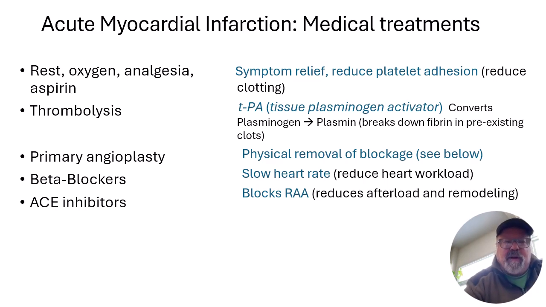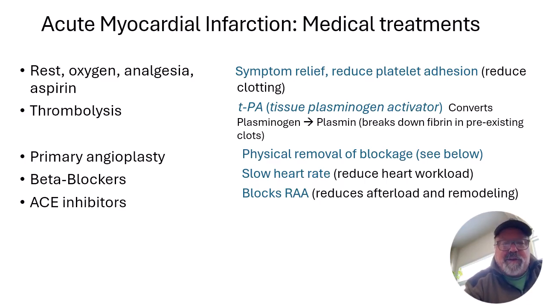Patients with long-term blockages may receive what's called primary angioplasty. This is the physical removal of the blockage, and we show some examples of this in our slides that follow. Beta blockers can sometimes be prescribed. Beta blockers are beta adrenergic receptor blockers, and because of their nature, they actually slow heart rate. They inhibit the sympathetic activation on beta receptors. They slow heart rate, and they also reduce the heart's workload, which is helpful under certain circumstances for individuals with acute myocardial infarction.